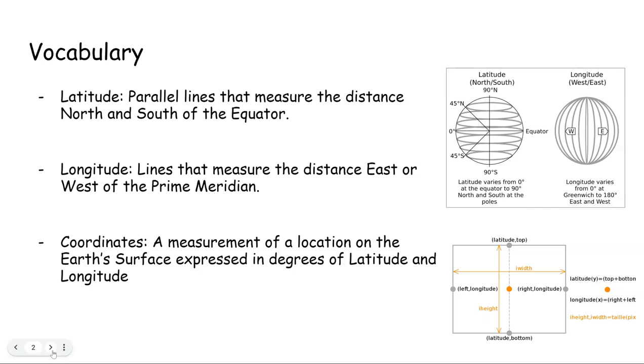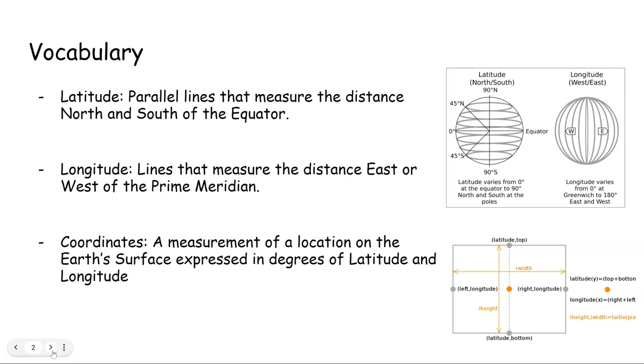We've talked about longitude and latitude lines before, but just a quick refresher. Latitude lines are parallel lines that measure the distance north and south of the equator. Remember our phrase to help us remember which ones are which: latitude lays down. And longitude are the lines that measure the distance east or west of the prime meridian, and they start at the North Pole and travel all the way down to the South Pole.